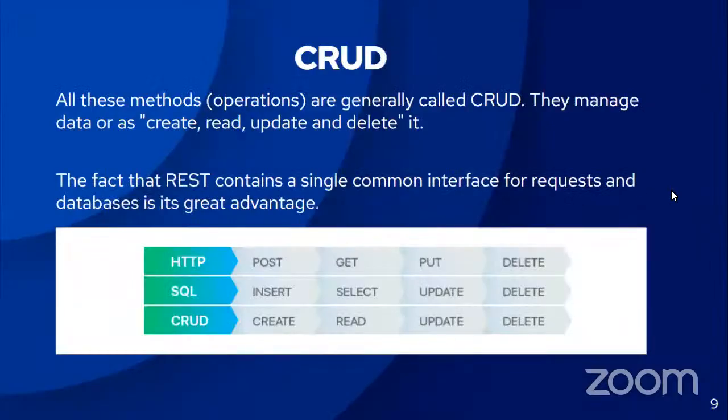All these methods or operations are generally called CRUD, like I said earlier. They manage data: C stands for create, R stands for read, U stands for update, and D stands for delete. So in case you hear developers talking about CRUD, they basically just mean create, read, update, and delete. The fact that REST contains a single common interface for request and database is a great advantage.